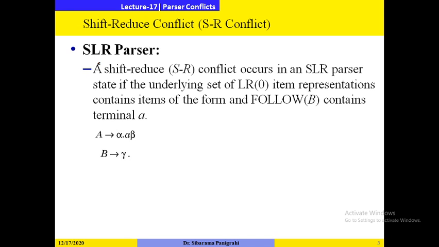A shift reduce conflict can arise in an SLR parser if the underlying set of LR0 item representation contains items of the form A gives to alpha dot a beta and B gives to gamma dot, and the follow of B contains the terminal a. Let me make you understand this one.